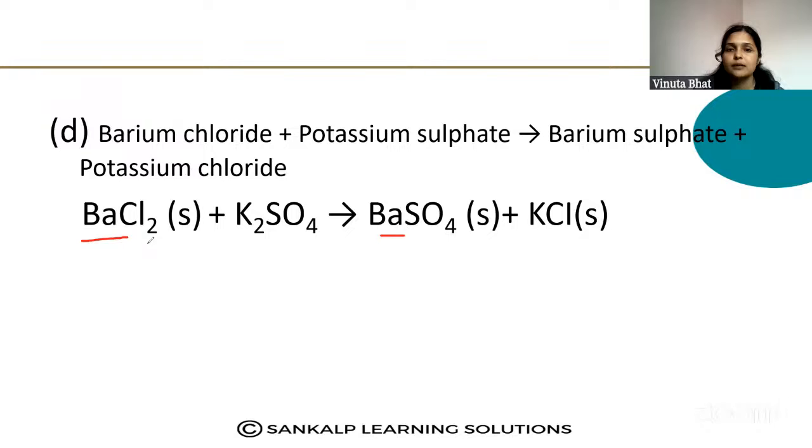Yes, barium is the same. Chlorine, here 2, but here only 1. Potassium, that is 2 here, only 1. Sulfate is the same, so sulfur and oxygen are the same. So to balance this reaction, I will add 2 KCl here. Now potassium is balanced. Check the chlorine. Chlorine is also balanced here.